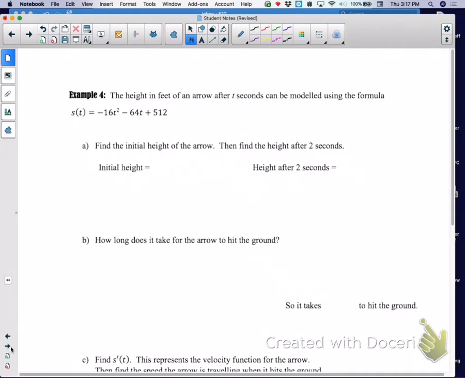Okay, so this equation, it says in the example, models the height of an arrow after so many seconds. So find the initial height of the arrow. That initial height is going to happen at t equals 0 seconds. Because initial would be at the beginning, and the beginning is going to be at 0 seconds. So that's going to be negative 16 times 0 squared minus 64 times 0 plus 512. And that's probably something you should be able to look at and just tell, hey, that's going to be 512 feet.